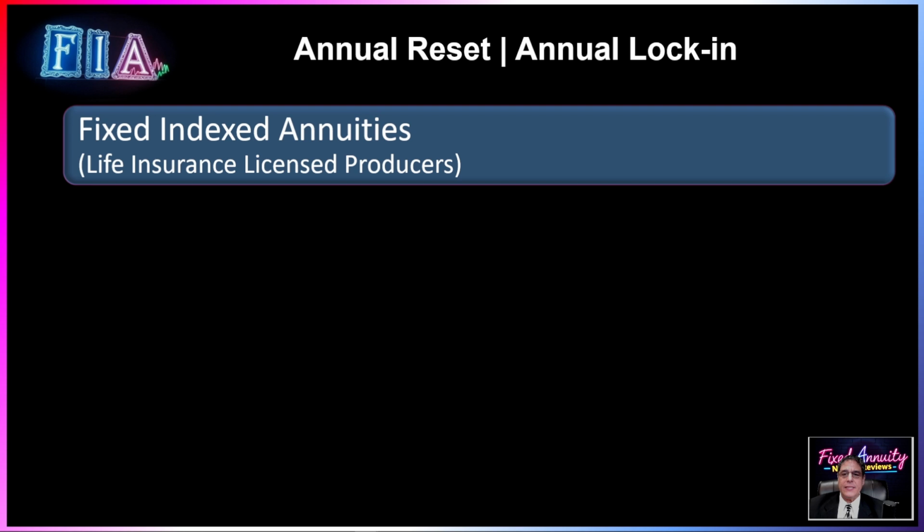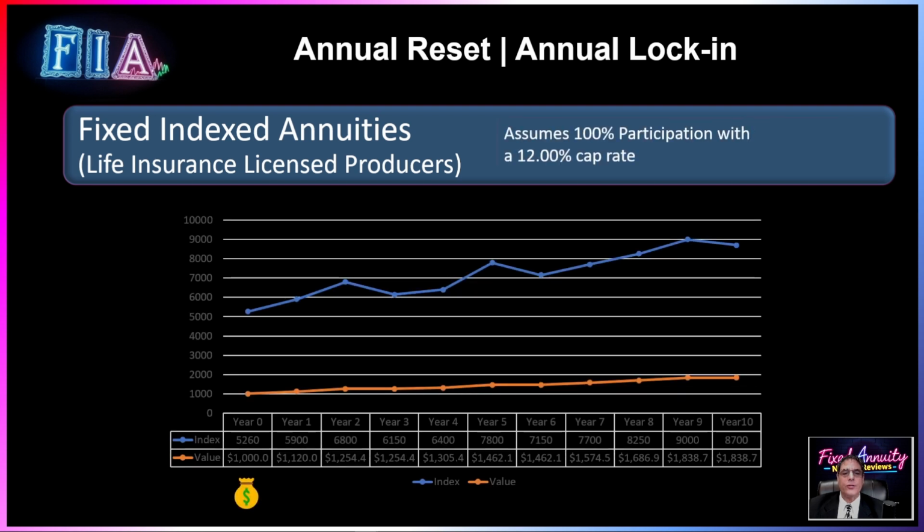Fixed indexed annuities are sold by life insurance licensed producers. You do not need a securities license, any of that nonsense. You don't have to go through a broker dealer. That's all baloney. None of that is any part of the licensing or the rules or laws. So let's take a look at this sample I just created out of my head. I took about what the S&P was starting at yesterday, which was 5260, and let's look at a 10-year product and see what happens.